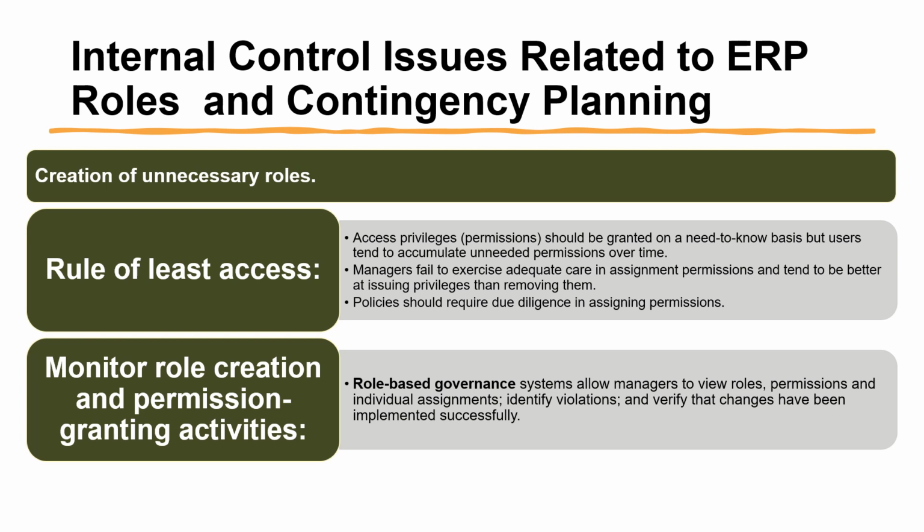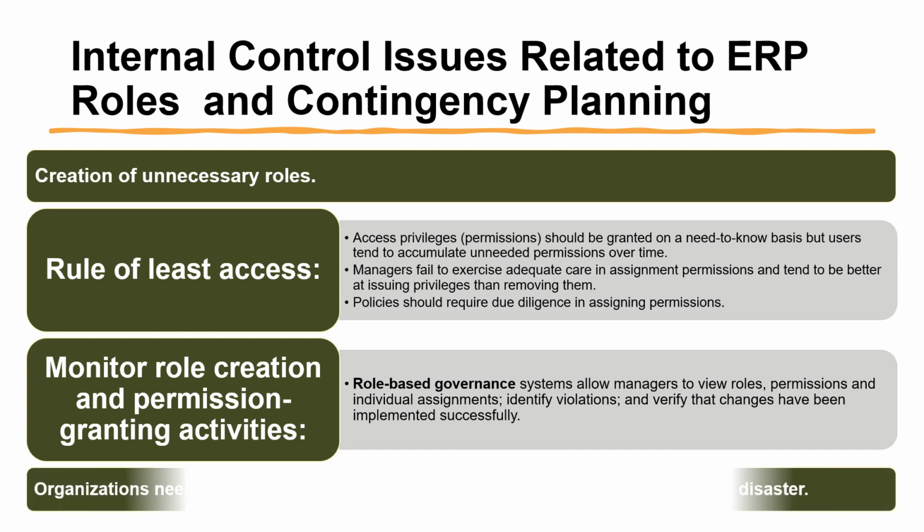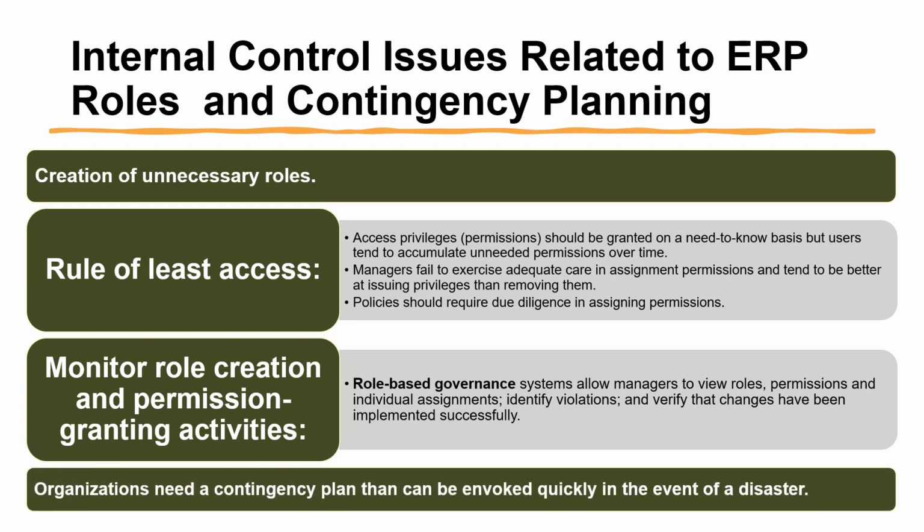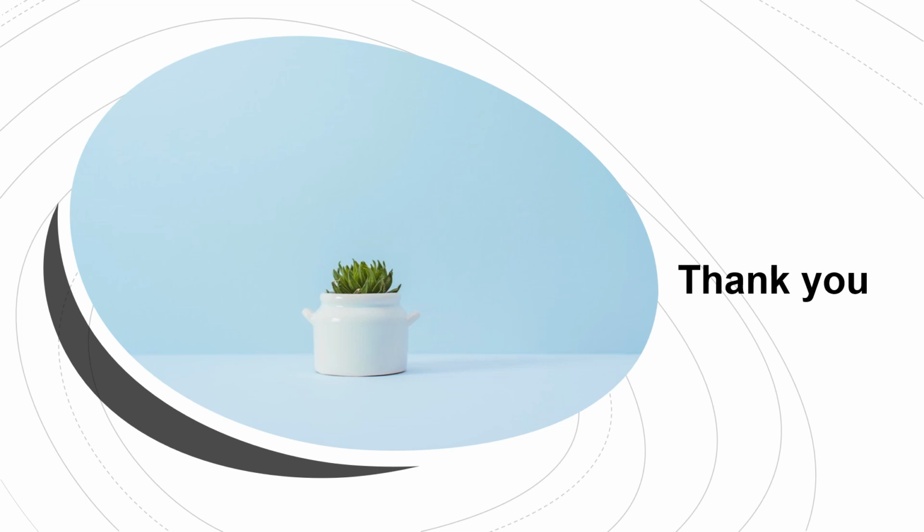So role-based governance systems allow managers to view roles, permissions, and individual assignments, identify violations, and verify that changes have been implemented successfully. Lastly, organizations need a contingency plan, or plan B, to be ready to be invoked quickly in the event of a disaster or any abnormal circumstances. Thank you so much. And let me recap the main points.